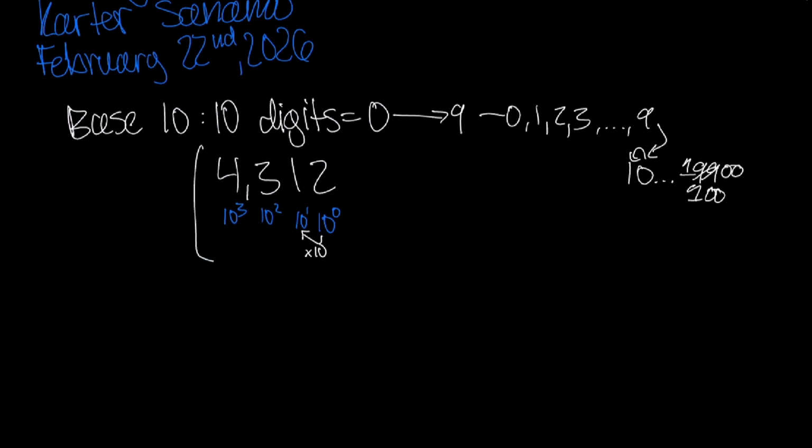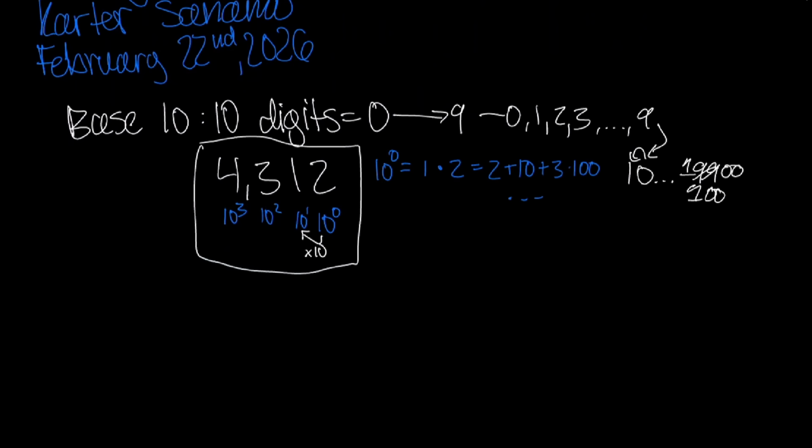So this number 4,312 means we're going to look at the rightmost column, see there's a 2 there, and then we're going to say, okay, we need 2 of 10 to the 0. Well, we know 10 to the 0 is just 1, so we need 1 times 2, which gives us 2 in the ones column. Then moving on, we see a 1 in the tens column, which means we just need 1 ten, so we're going to add 10. Then we need 3 times 100, which is 300, and so on. You get it. You know how base 10 works.